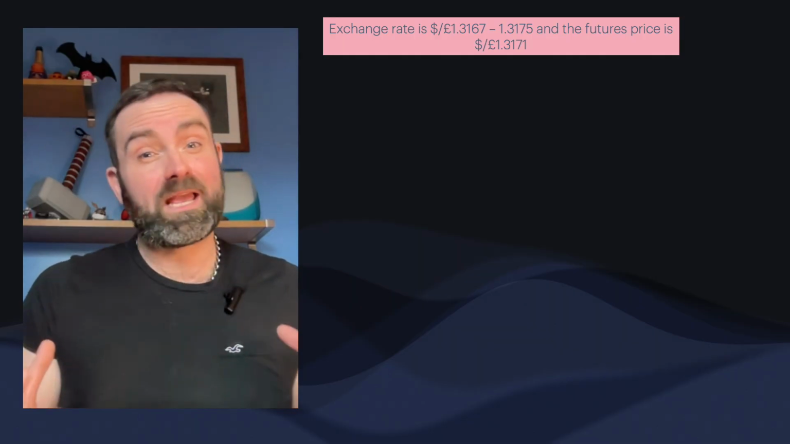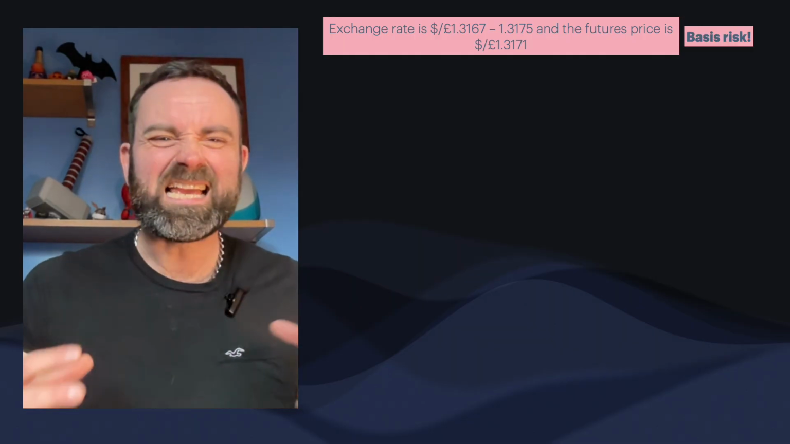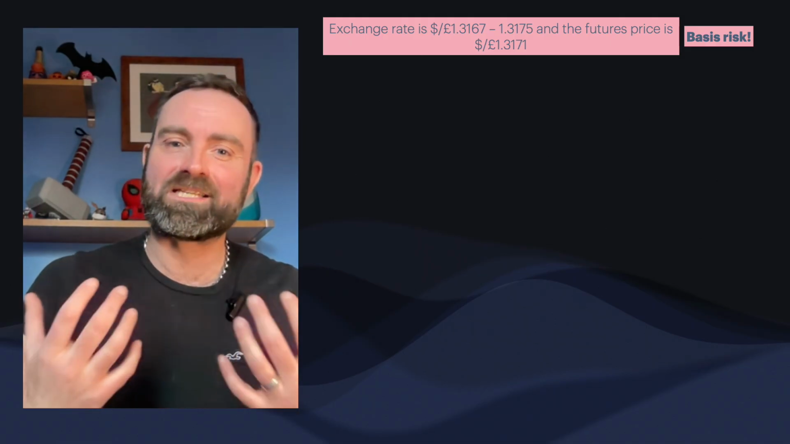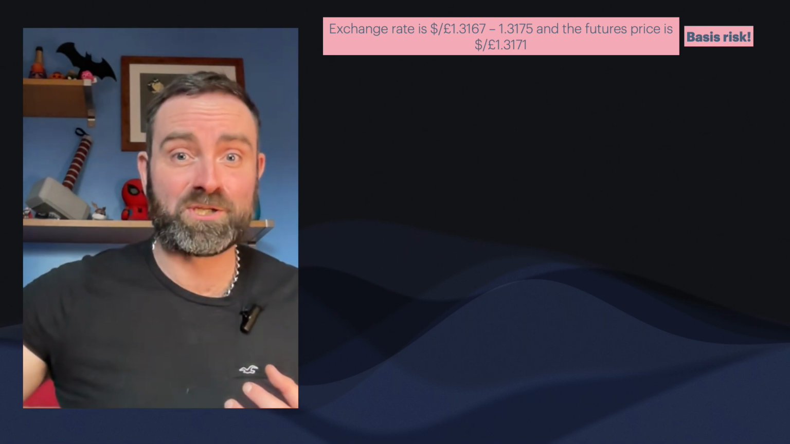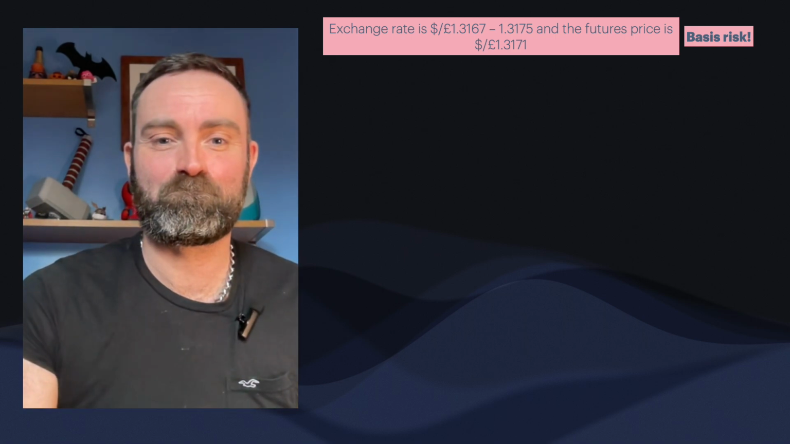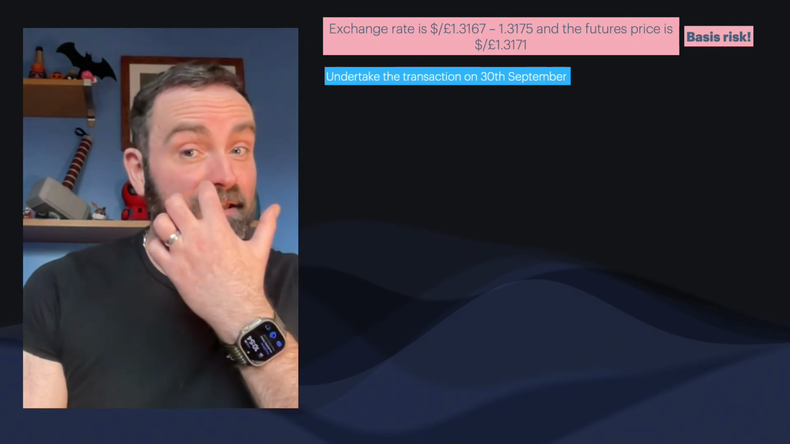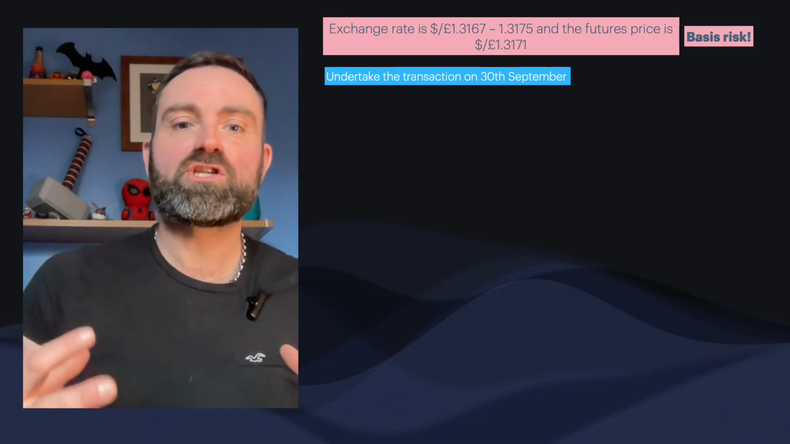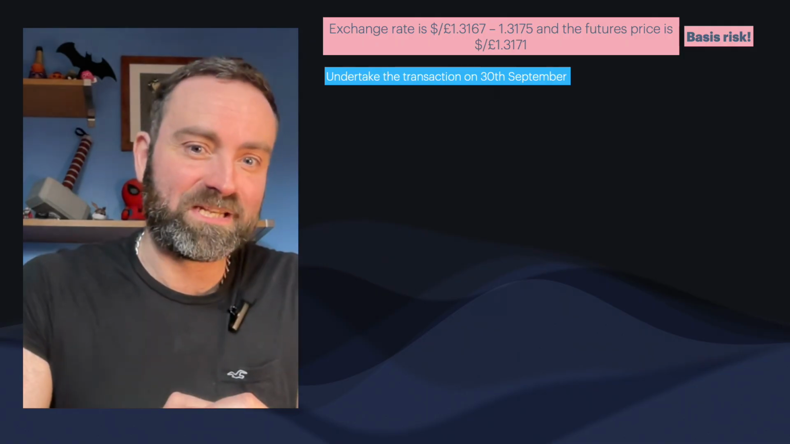This is down to market imperfections and is called basis risk. It's not a massive problem. It just means your hedge probably isn't going to be perfect. We'll be close to a perfect hedge, but we won't be quite there because of this market imperfection. Bearing that in mind, let's undertake the transaction. So let's do the hedging. Now remember, all the exchanging is happening at the 30th of September, so watch the exchange rates that you're using.